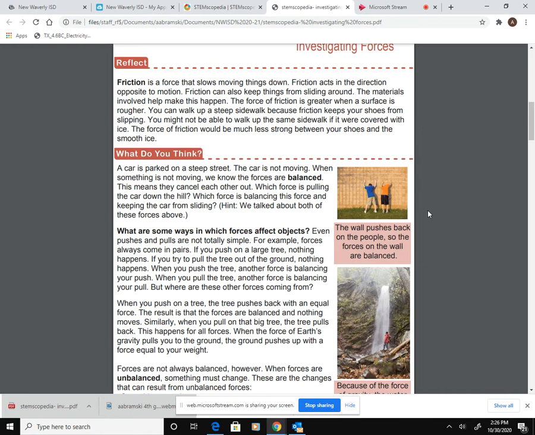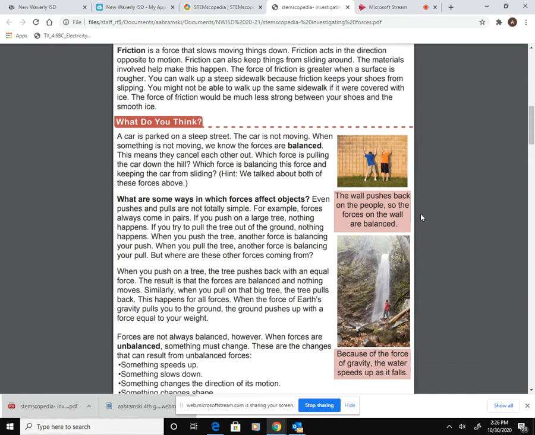You can walk up a steep sidewalk because friction keeps your shoes from slipping. You might not be able to walk up the same sidewalk if it were covered in ice. The force of friction would be much less strong between your shoes and the smooth ice. So let's continue on and read.